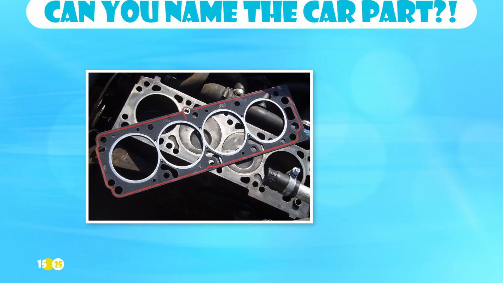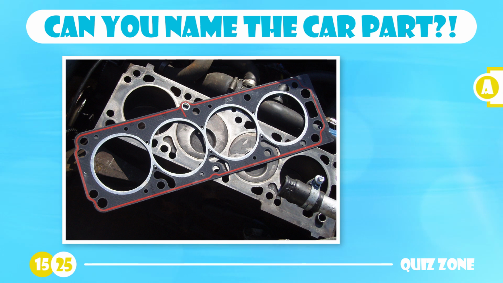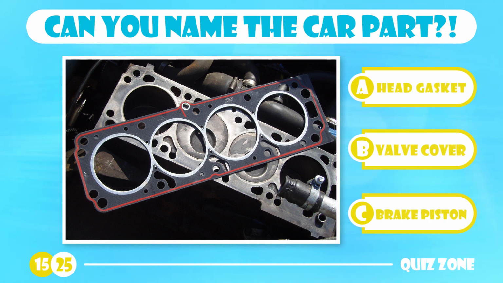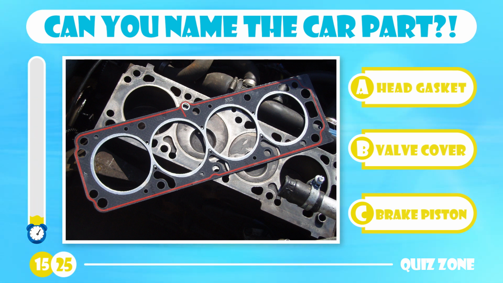What term is used to identify this car part? Is it head gasket, valve cover, or brake piston? A head gasket is placed between the cylinder head and the engine block. It forms a tight seal to enclose the combustion process in the engine. It also stops oil and coolant fluid from mixing.